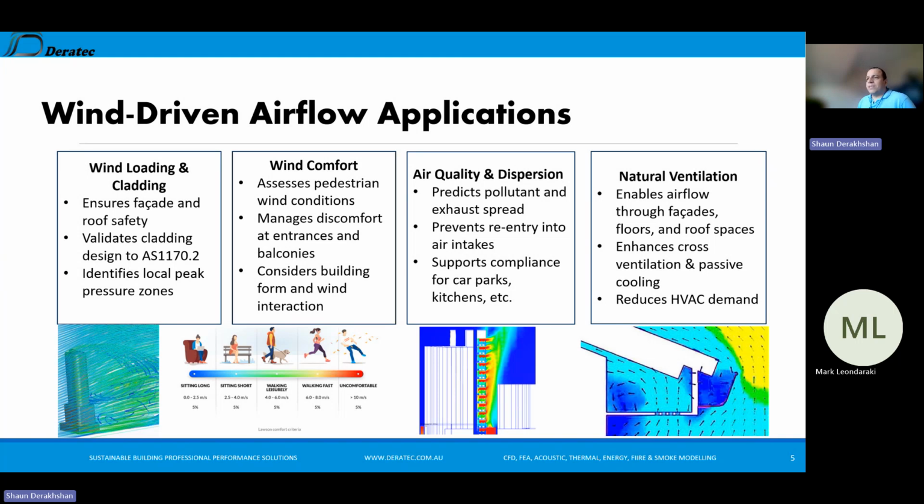Wind comfort, so assess pedestrian wind conditions, safety and comfort. Manage discomfort areas and try to give solutions. Sometimes you need to offer the architect adding more trees to stop the wind, or maybe a balustrade, or maybe a glass screen, a thick screen. A lot of solutions we can find when we talk about wind comfort.